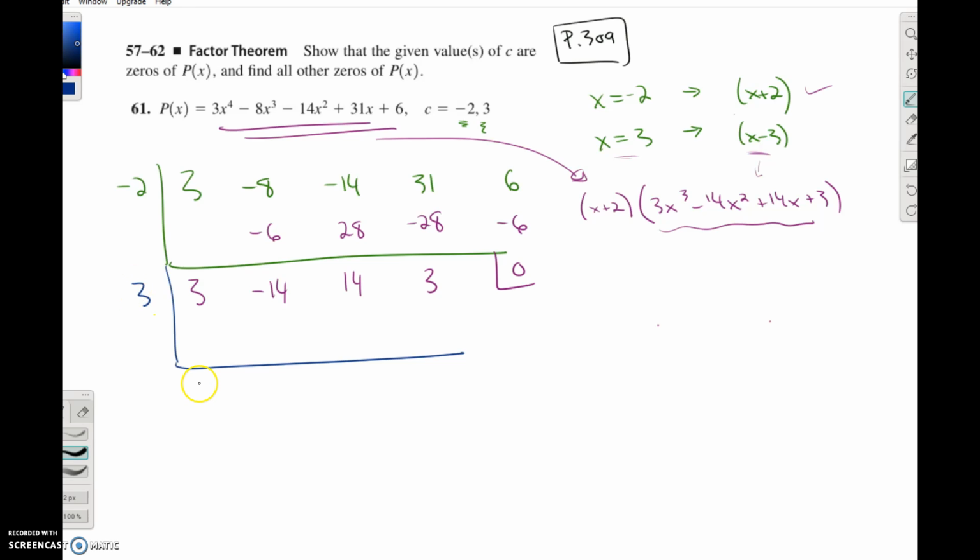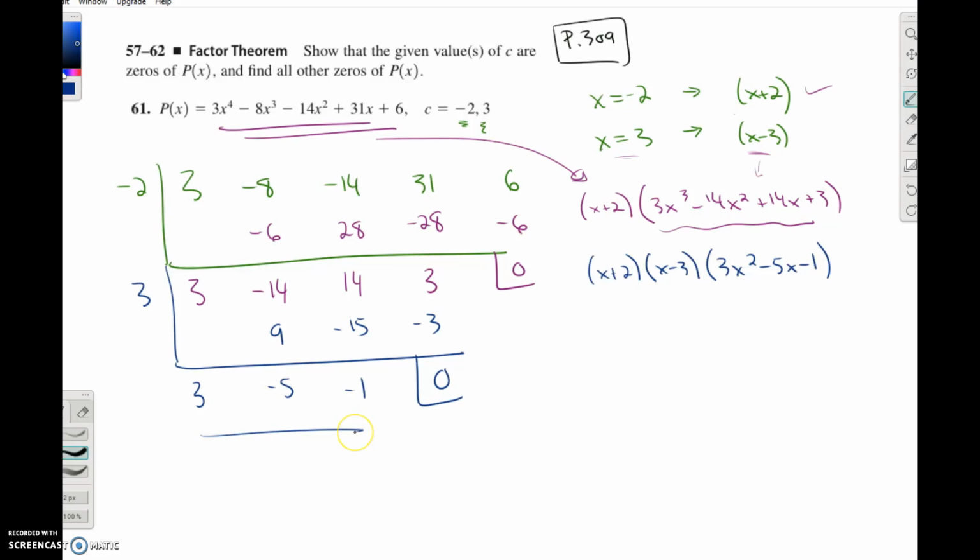Take out a 3. Multiply, add, multiply, add, multiply. So again, I got a remainder of 0. Should not be a coincidence, right? And now I have my original polynomial broken down into x plus 2 times x minus 3 times 3x squared minus 5x minus 1.